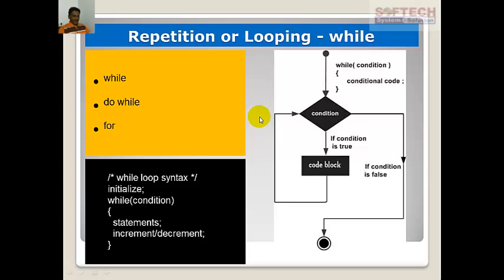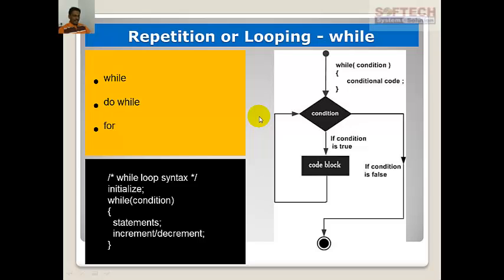Now let us learn about looping, that is repetition or looping. In this session we are learning about control statements, the types of control statements and their functionality. What are the types of control statements? The first is the sequential control statement, which we already learned. The second type is the decision or selection control statement.